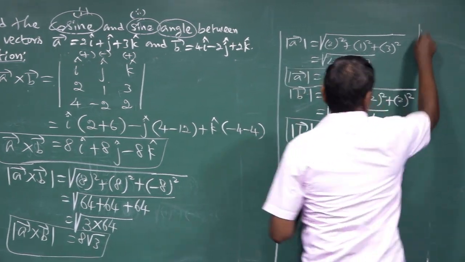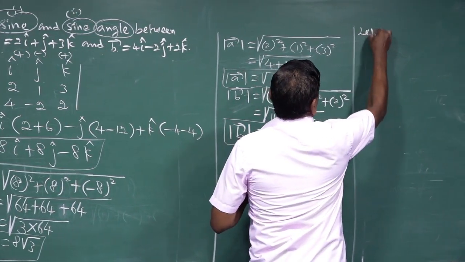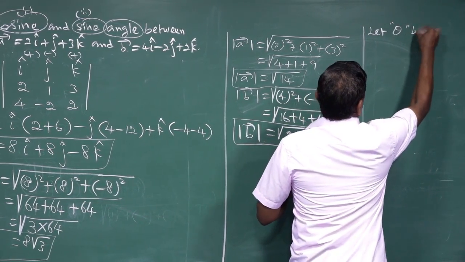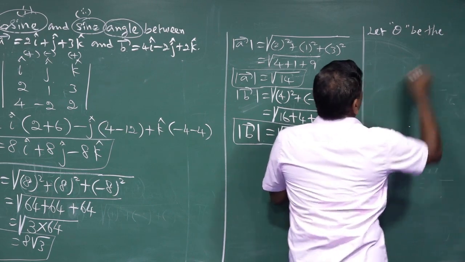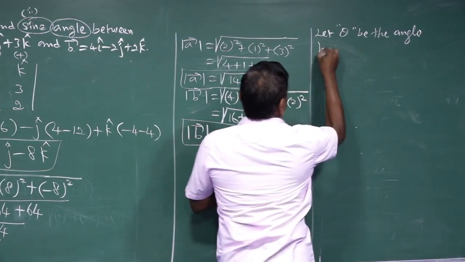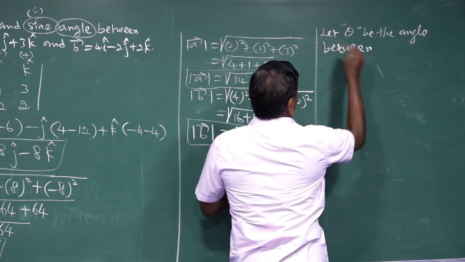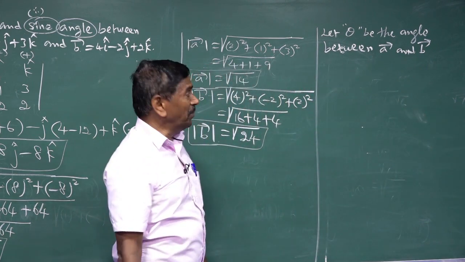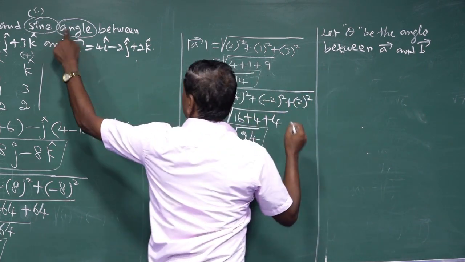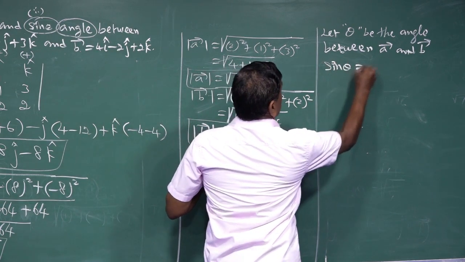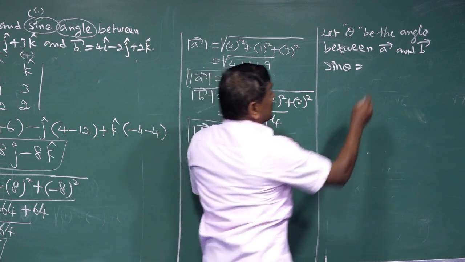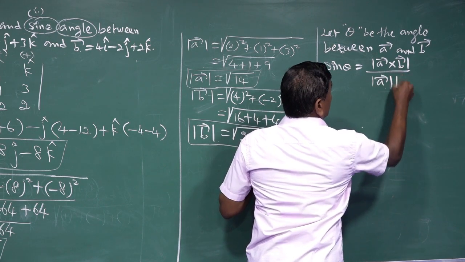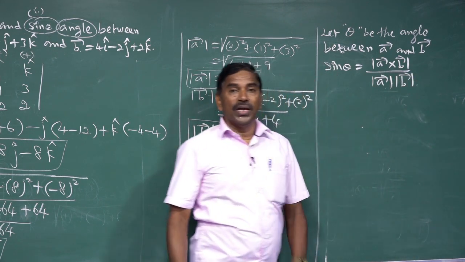Now listen. Let theta be the angle between A vector and B vector. Then what is the sine formula? Sine theta is equal to modulus A cross B divided by modulus A vector into modulus B vector. How to recall the formula?